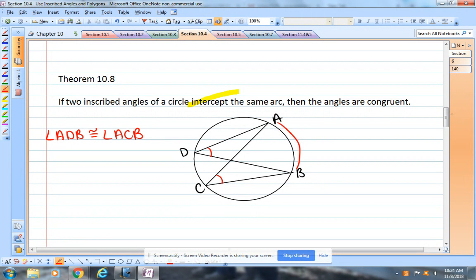So on this one, AB is intercepted by angle D. It's also intercepted by angle C. Therefore, D and C will be congruent to each other. So that's a nice little theorem.